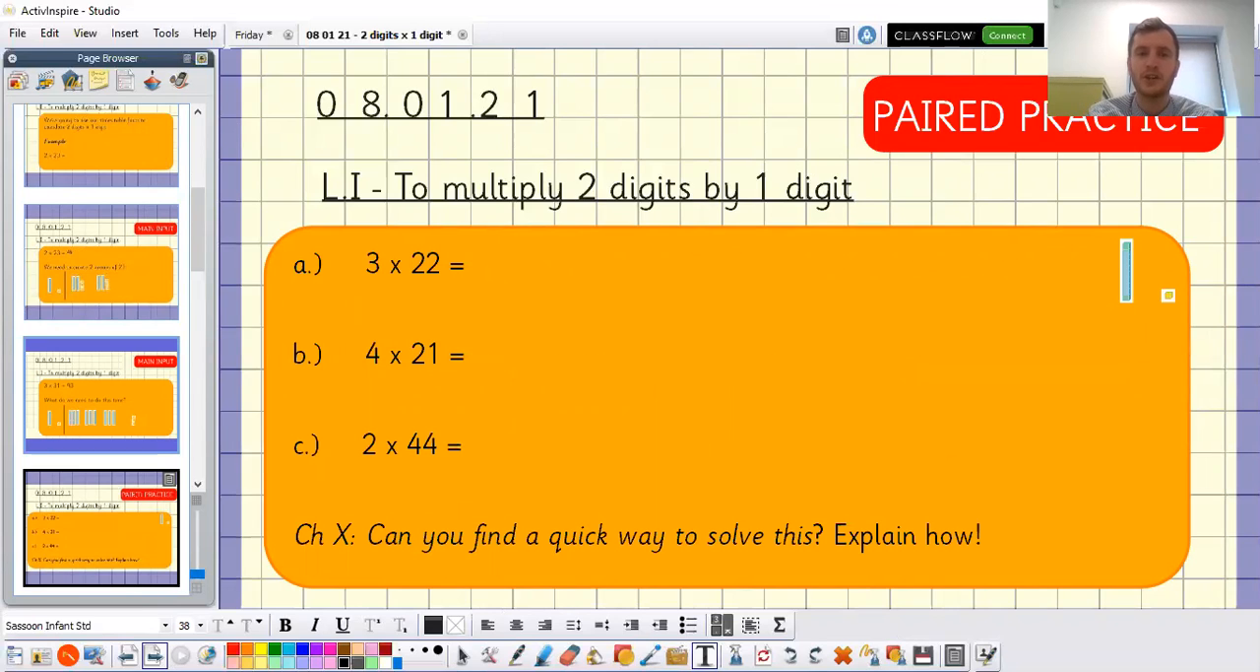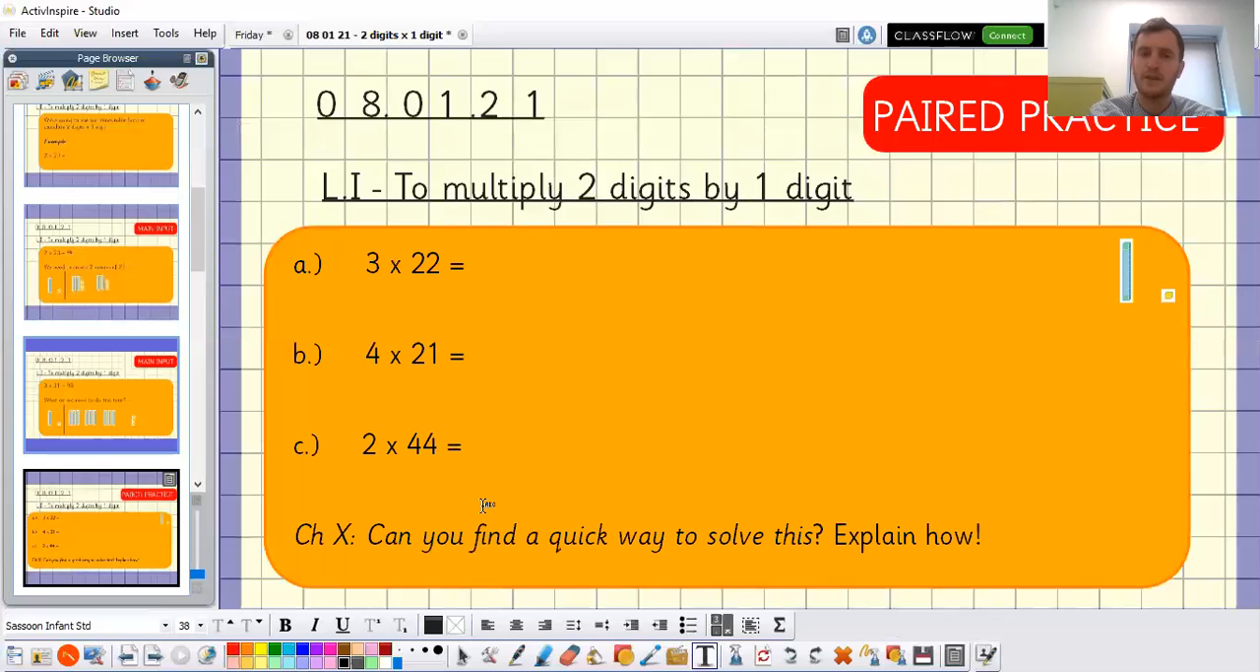If you're ready for a challenge though, I have some questions for you to have a go at yourselves. The first one says 3 times 22. I'll be thinking that's 3 groups of 22. You might want to draw those. 4 times 21, and C is 2 times 44.